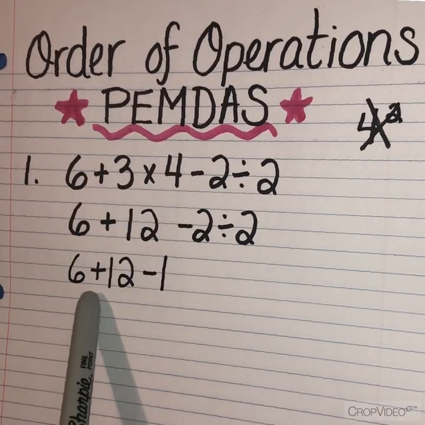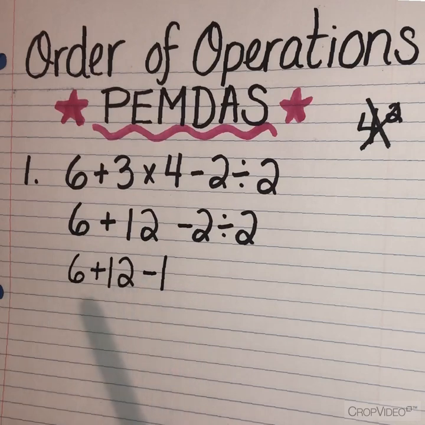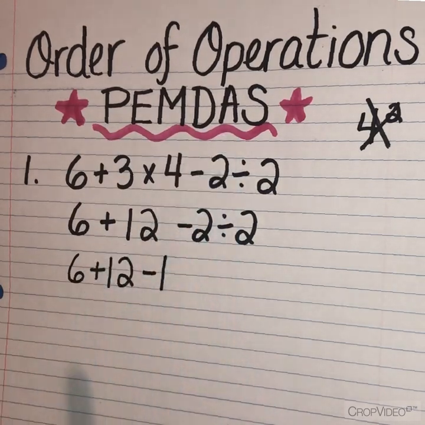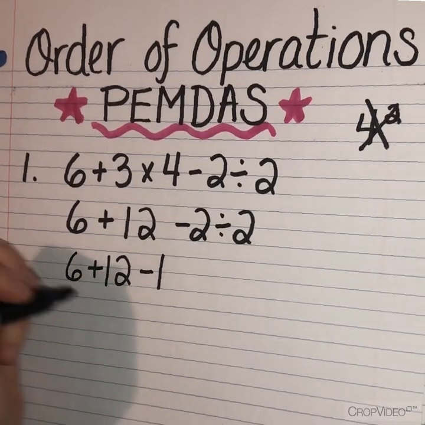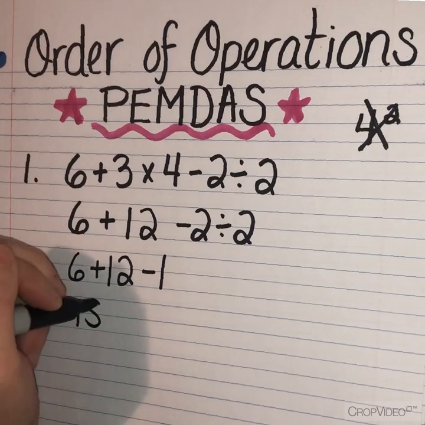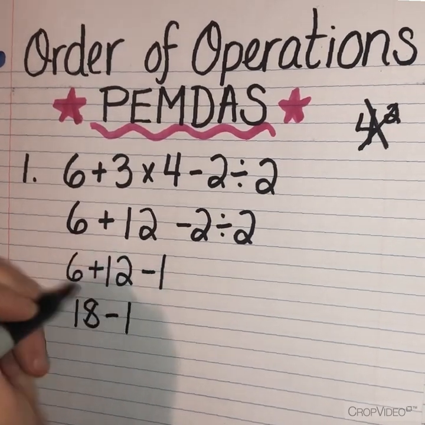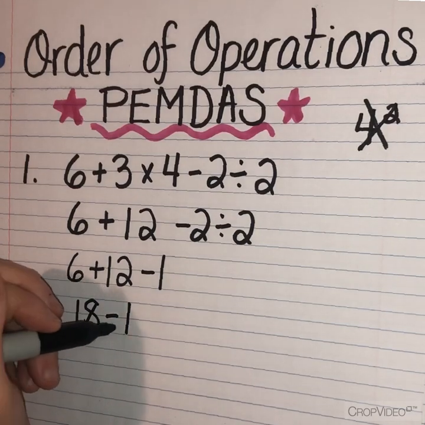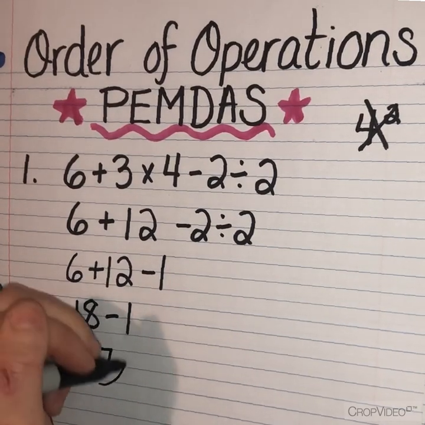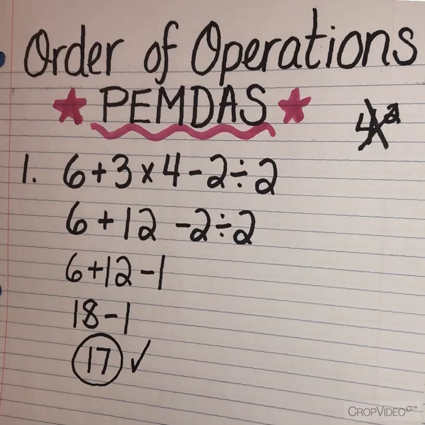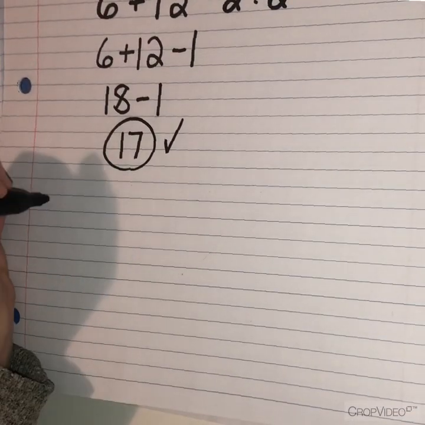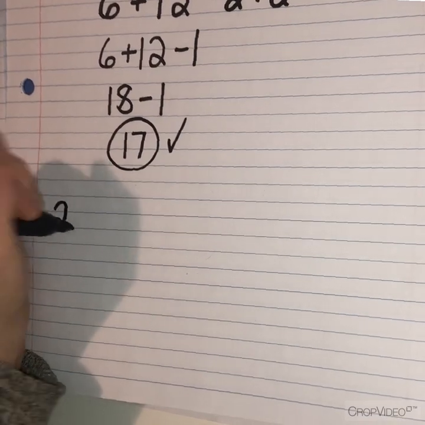So now we only have 2 steps left. We have to add something, we have to subtract. But PEMDAS calls for addition to come first. So we are going to add the 6 and the 12 first. That comes to 18 minus 1. And then the last thing we have to do is just finish it out. 18 minus 1 is 17. And that's our answer.